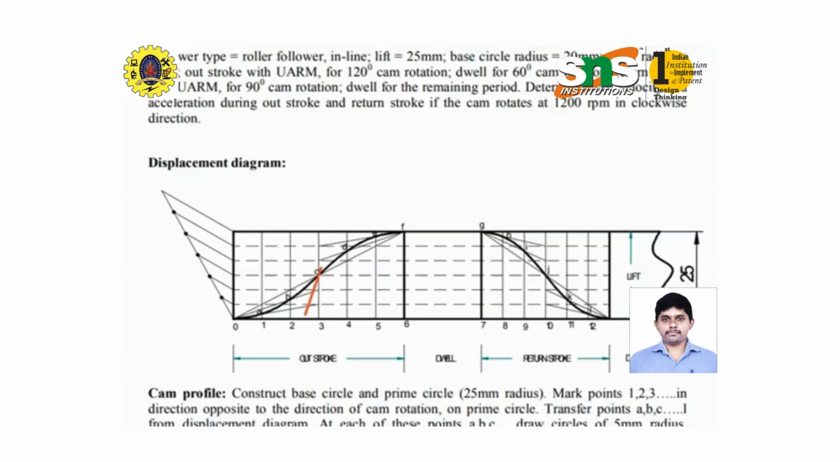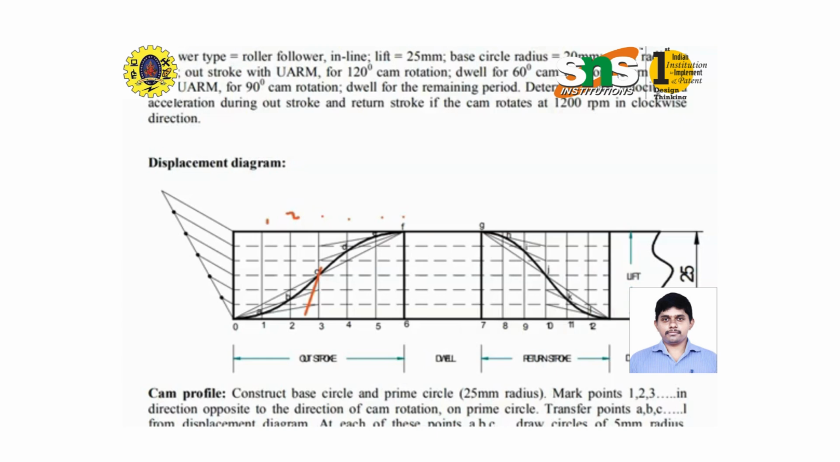This is the first, this is the second, the third, the fourth, fifth and sixth. Similarly for the dwell stroke we don't have any motion, therefore we need to draw a straight line. And for the return stroke we have divisions. Okay, and again it has been divided into 6 equal parts. So once the divisions have been made, what you need to do is mark where the first horizontal line and the first vertical line intersect and plot the point accordingly.